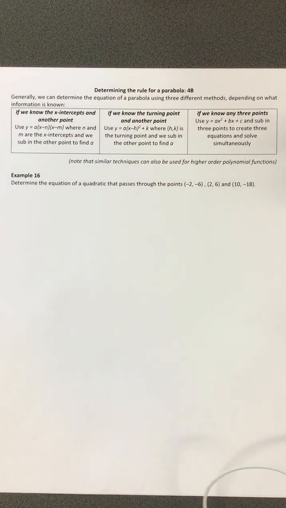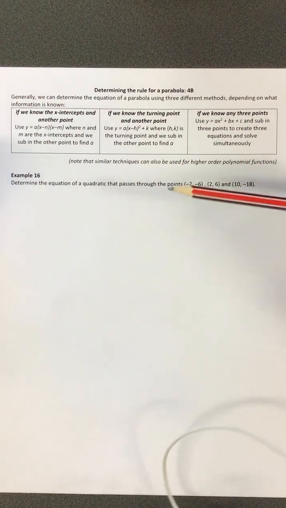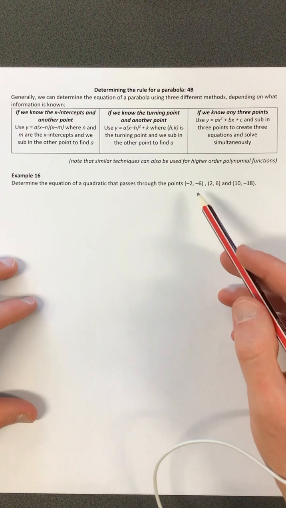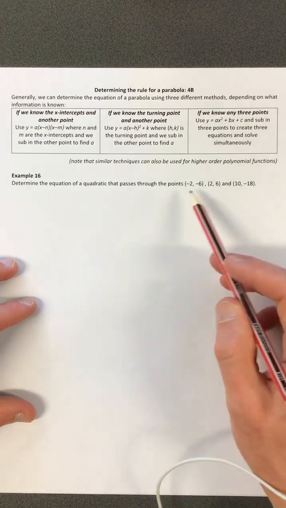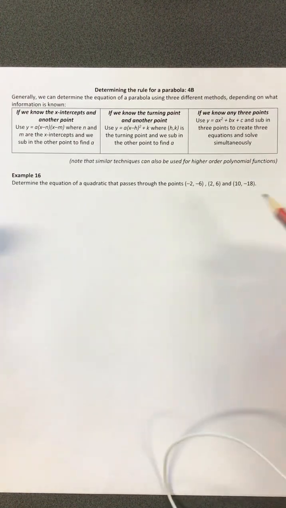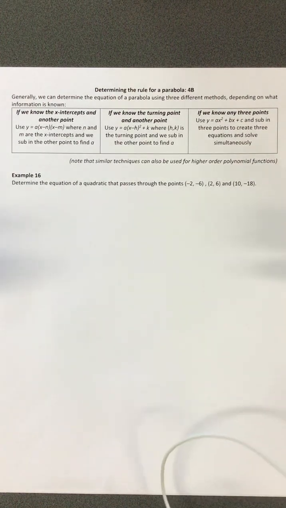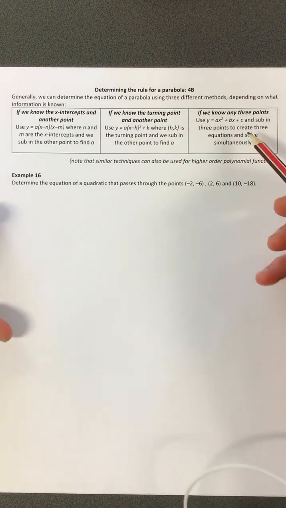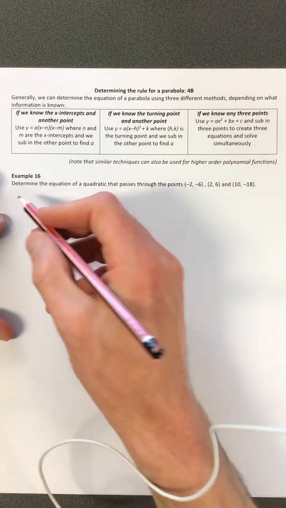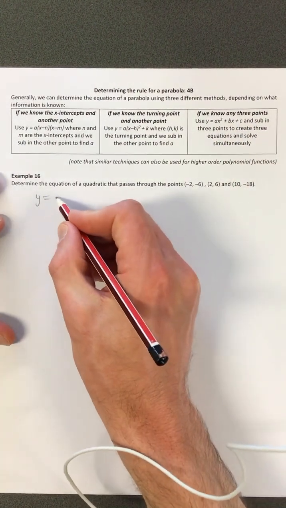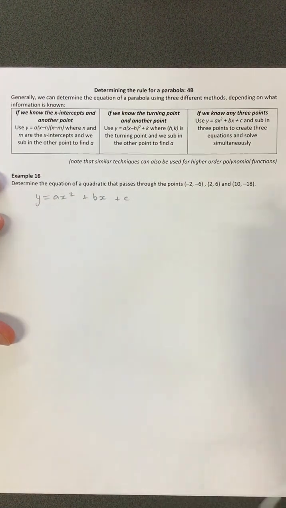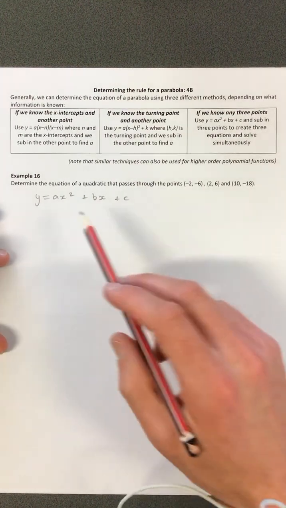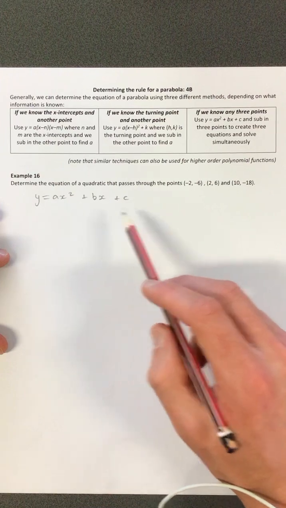Let's try a couple. Example 16 says, determine the equation of a quadratic that passes through the points (-2, -6), (2, 6), and (10, -18). You can see none of these are x-intercepts, and we don't know whether any of these points is the turning point. So we are going to use the expanded form. We're going to start with y equals ax squared plus bx plus c. The way we solve this is to sub each point in and then set up equations to solve for A, B, and C.